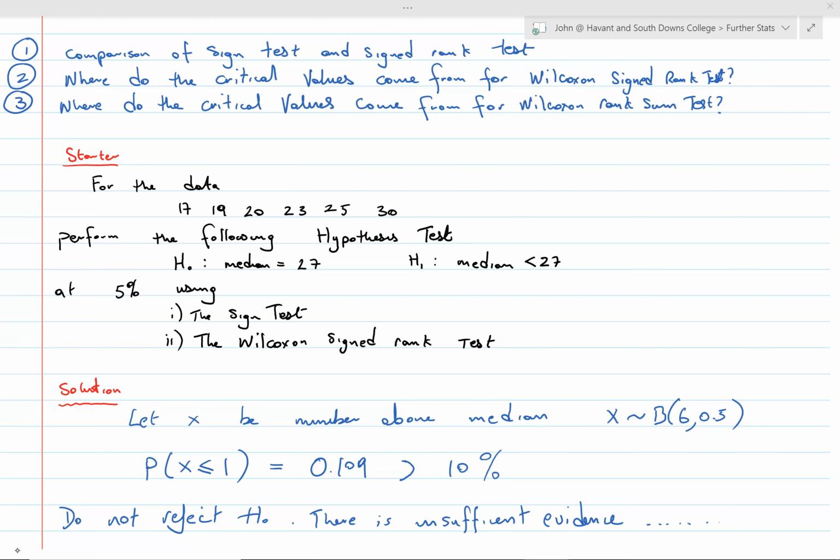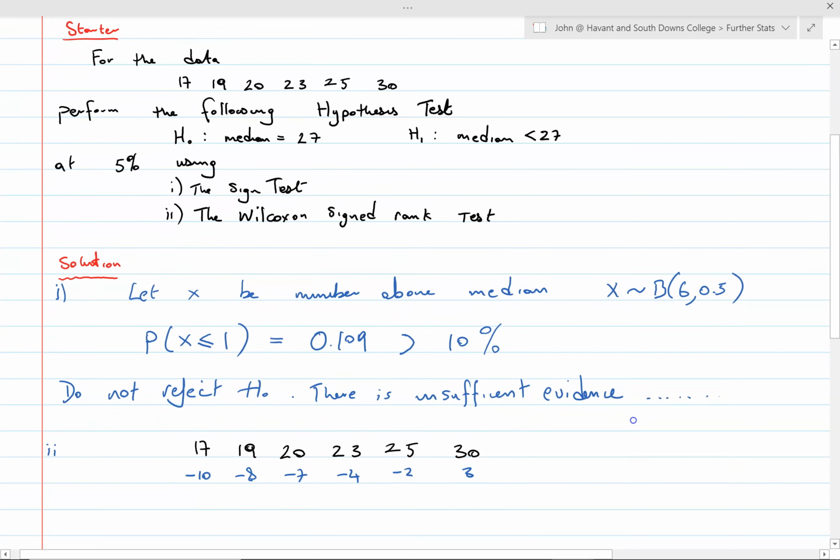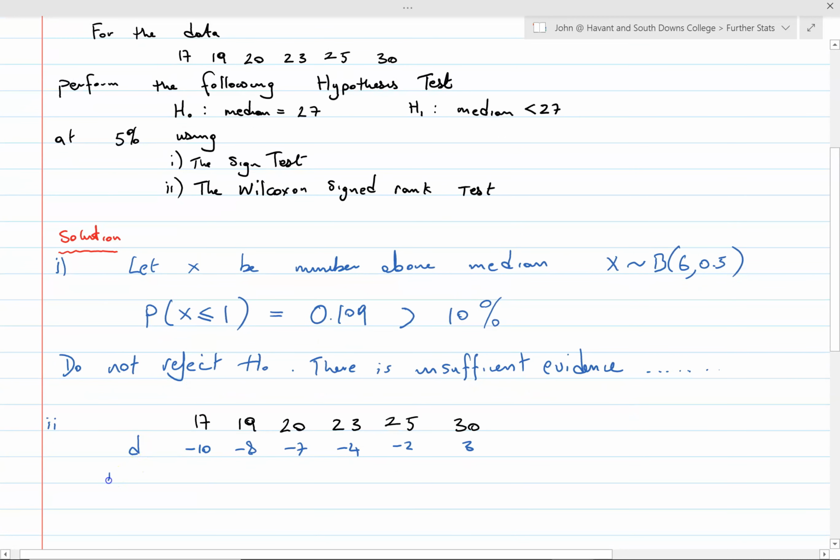Okay, let's now look at the Wilcoxon with the same data. Right, with the Wilcoxon, let's write out the data again. So we find the differences from the presumed median under the null hypothesis, which is 27. So that's minus 10, minus 8, minus 7, minus 4, minus 2, and positive 3. And then we rank them in terms of the moduli of those. So obviously the smallest there is 1. The next smallest is the 3. The next smallest is the minus 4.